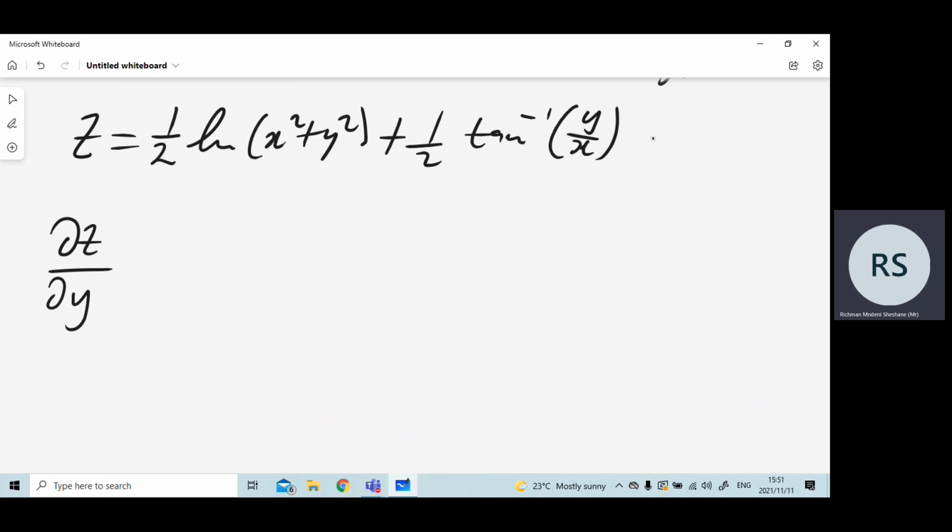Now we wanted to show that the second partial derivative of z with respect to x plus the second partial derivative of z with respect to y is equal to 0.